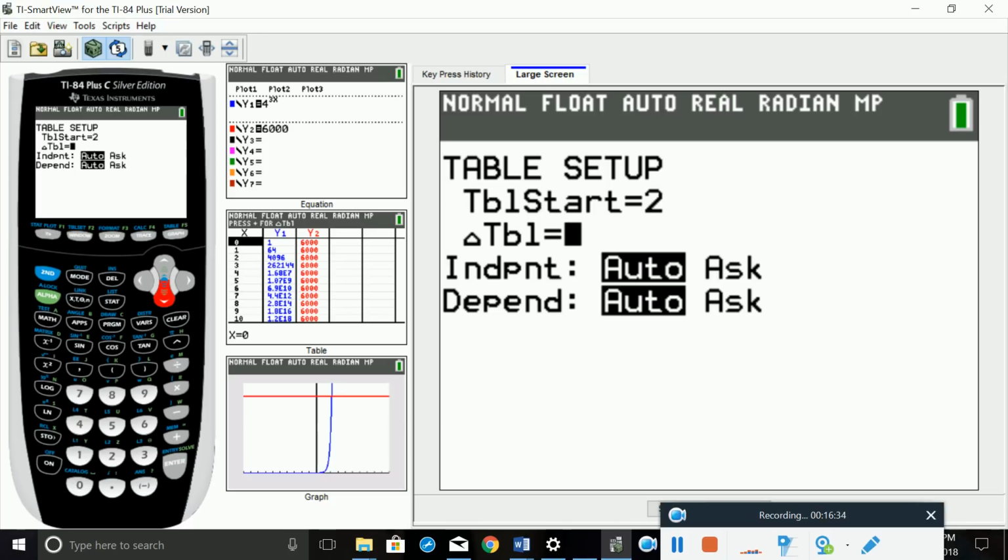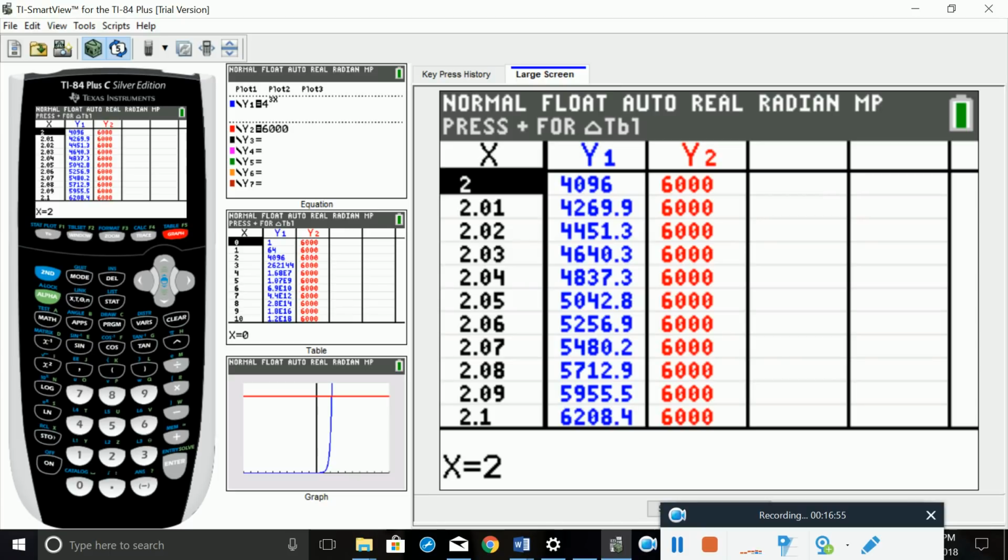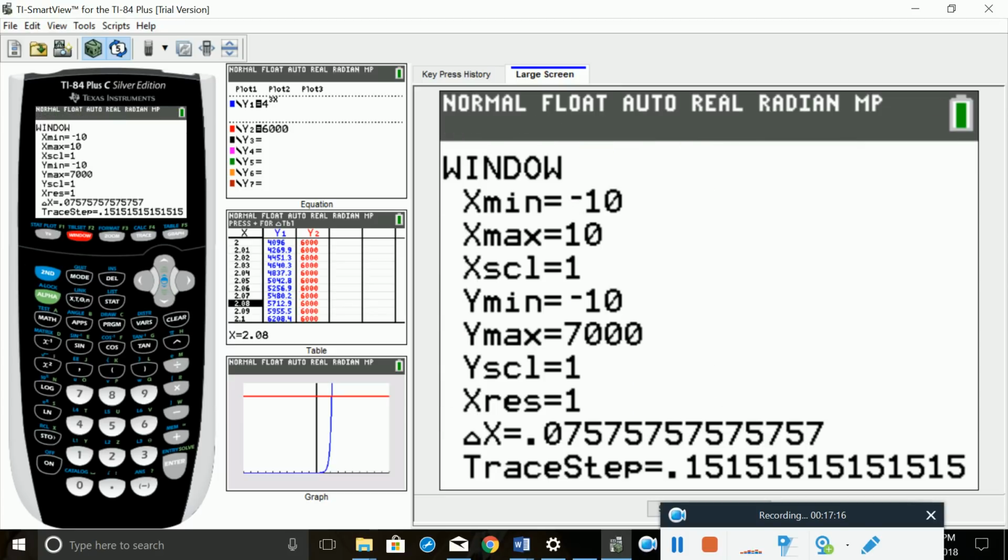So right now my table's set to go from an x value of 2 to an x value of 3 because it's set to change by 1. I'm going to have my table change by 0.01. Okay, now I'm going to go back to my table. Now, as you can see, my x values are now changing a little bit. So I'm a little bit closer to seeing that somewhere between 2.09 and 2.10, my y1 is going to be 6,000.